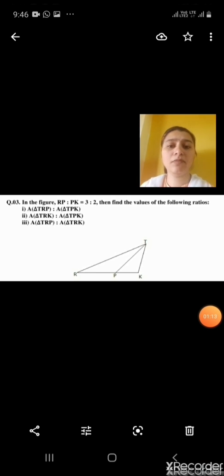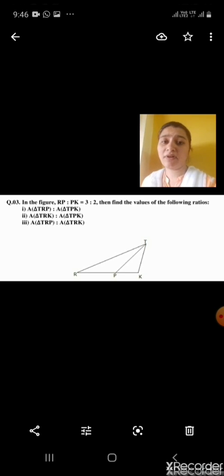Third one, the ratio is given to you, RP and PK. Then find the value of the following ratio. When nothing is given, take the common multiple as any variable, say x, k or anything, and solve the sum as per the base and the height. Again, we will be writing the final answer in the form of values.